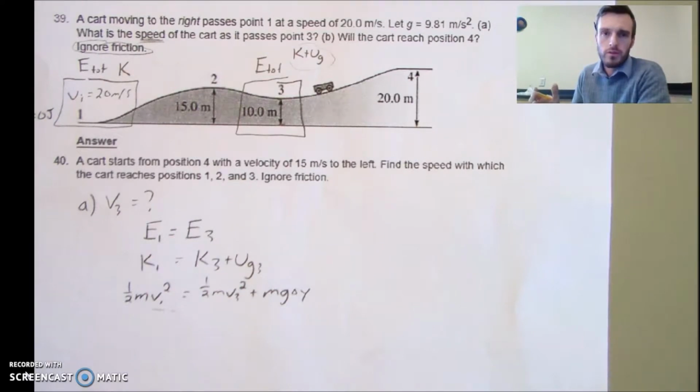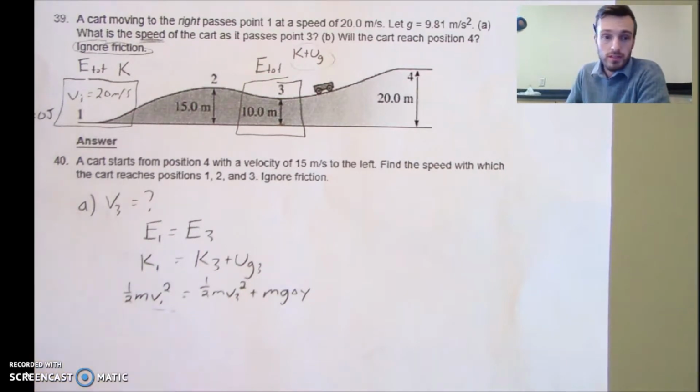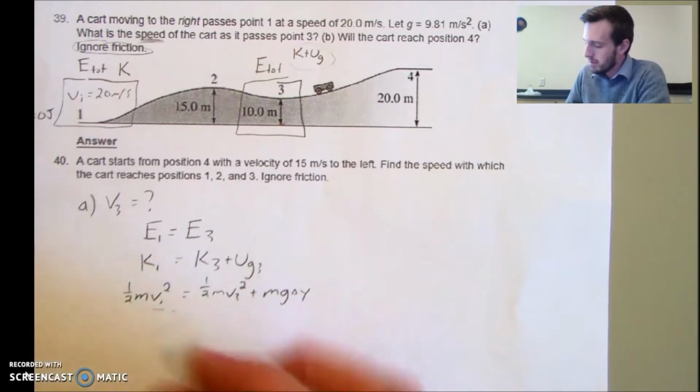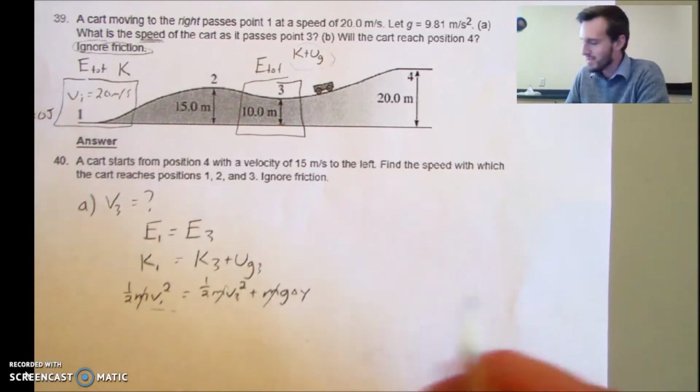Those two fall under the umbrella of total mechanical energy. What we see here is that the masses actually cancel because we have a mass here, we have a mass here, and we also have a mass right here. So that's convenient and necessary because the problem didn't give us the mass in the first place.